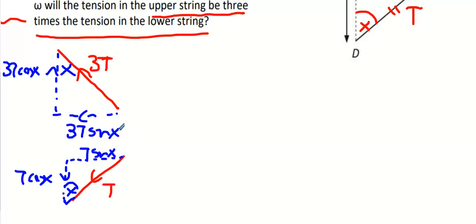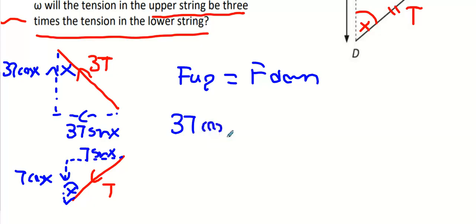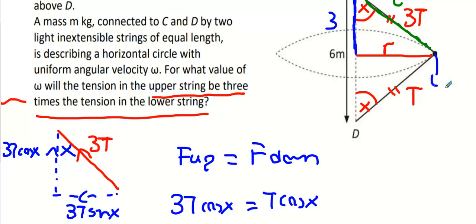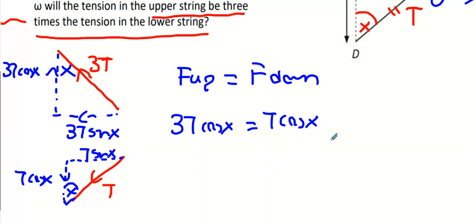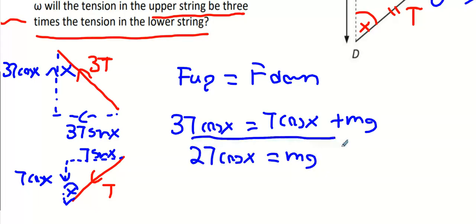Now, vertical motion, what's your two moves? Up versus down. So forces up equals forces down, yeah? Okay, who's going up? 3T cos x. Who's going down? Who else is going down? Gravity, which is mg going downwards. There's nothing breaking the bank here at the moment, is there? Technically, there's nothing crazy. So that's 2T cos x equals mg.